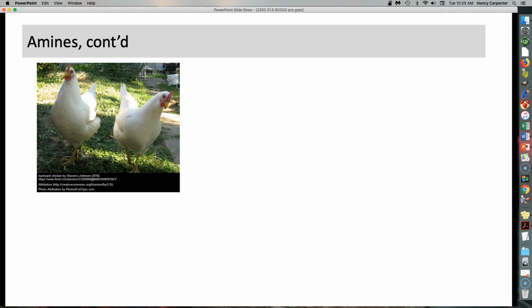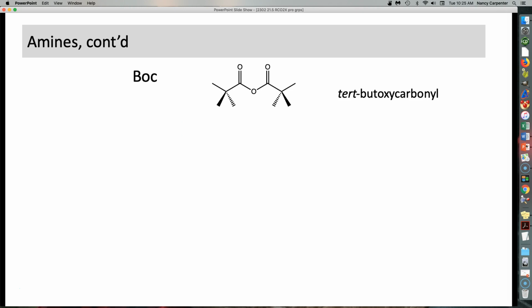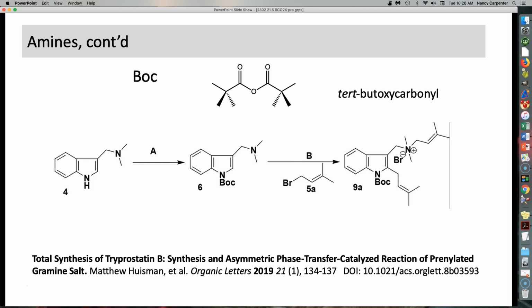And then, of course, there's Boc. Boc is a very, very popular protecting group. You'll see it all over the place. It stands for butoxycarbonyl, BOC. And this is a picture of the Boc anhydride. Remember that anhydrides, like chlorides, are right up at the top of the reactivity ladder. So this can react readily with amines, as in this example.